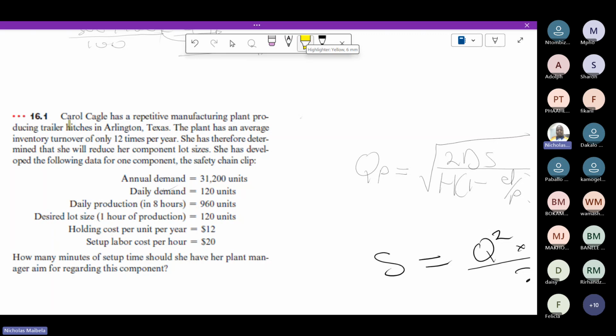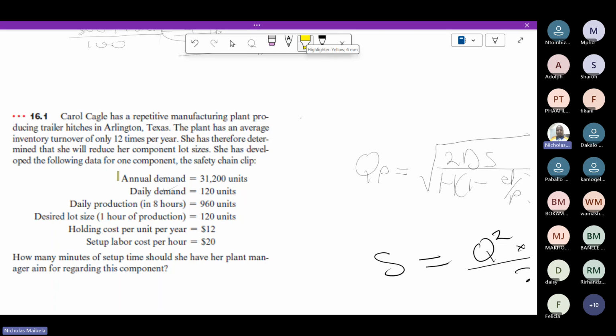The first one: Carol Cargill has a repetitive manufacturing plant producing trailer hitches in Arlington, Texas. The plant has an average inventory turnover of 12 times per year. She has therefore determined that she will reduce her component lot sizes. She has developed the following data for one component, the safety chain clip.